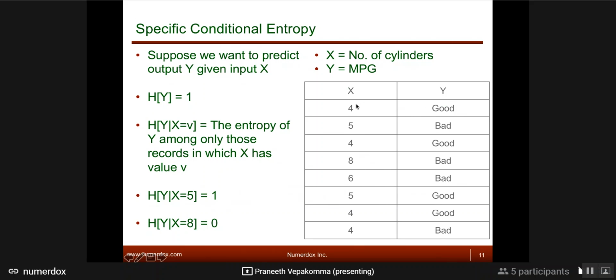Say X is the number of trees in the backyard of the driver, okay? Or in the garden of the driver. It makes no sense, right? It has nothing to do with the mileage of his car. Okay, so in that case, the uncertainty is high.